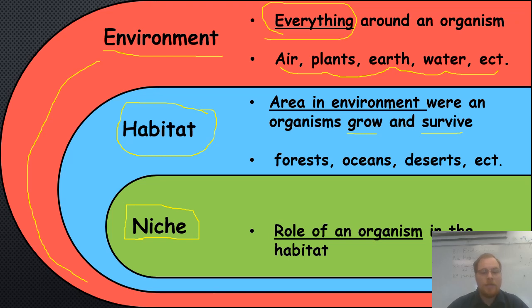So when we're talking about bees, the niche is for pollination of flowers, but they live within a habitat or an environment that might be different from area to area, but they still have the same niche because bees pollinate flowers.